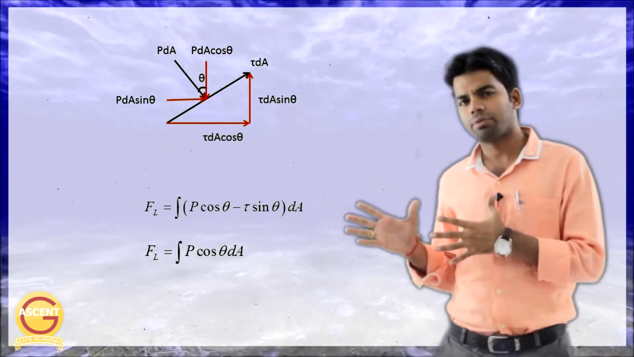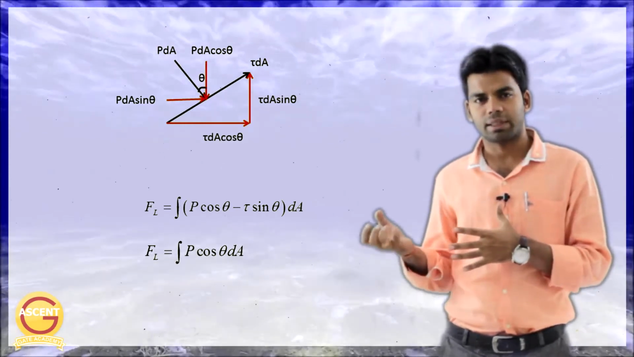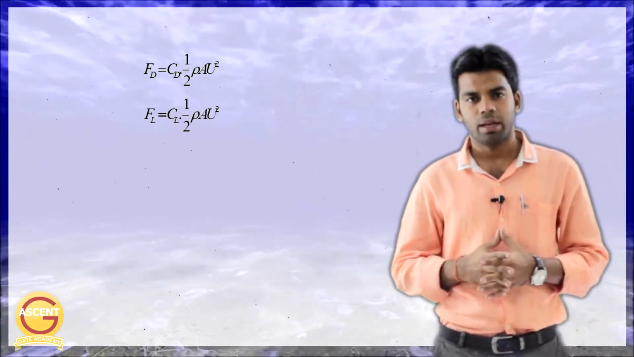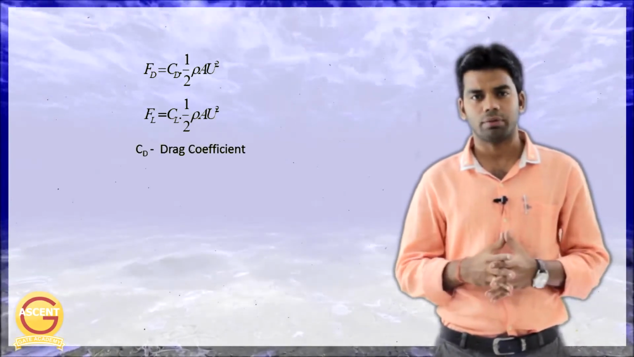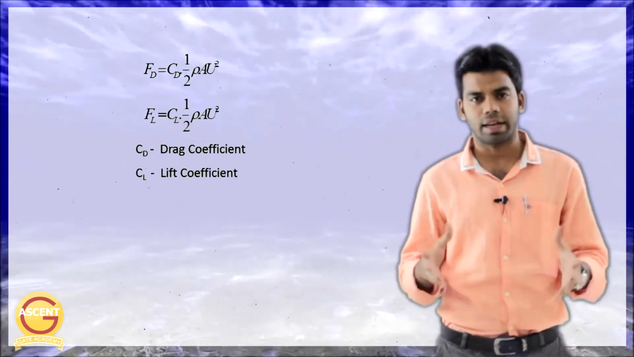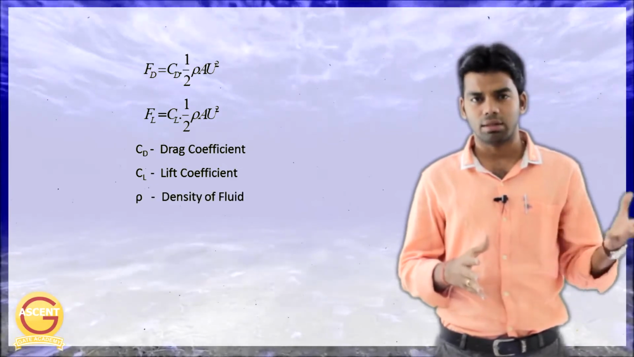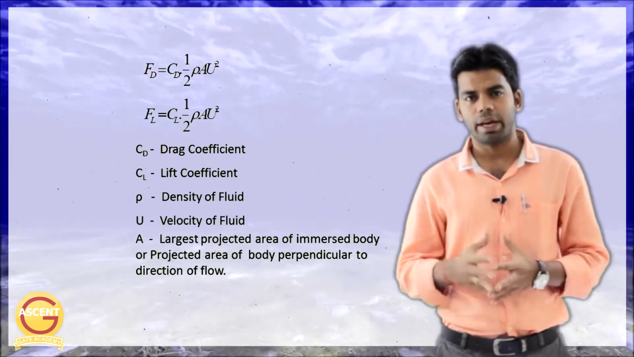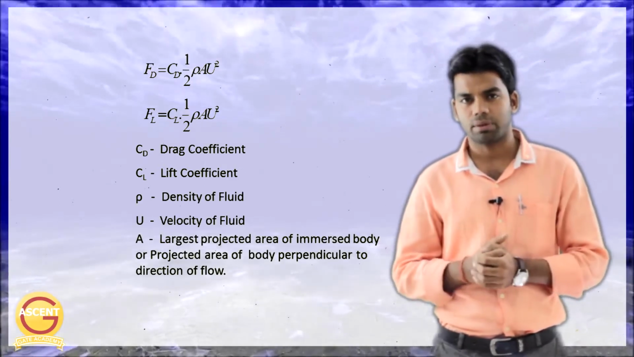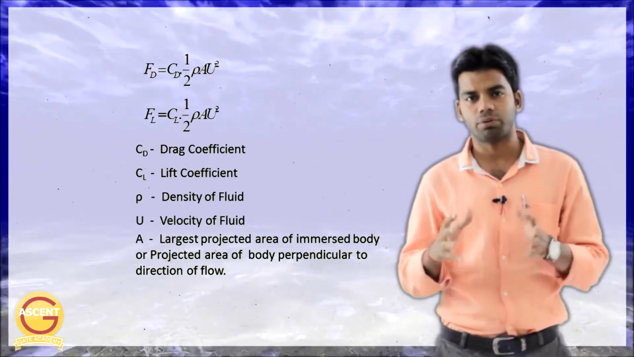Now how can we represent the drag force and lift force mathematically? What will be the values of the drag force and lift force? The drag force FD will be equal to CD into half rho A U square, and the lift force FL is equal to CL into half rho A U square, where CD is the drag coefficient, CL is the lift coefficient, rho is the density, U is the velocity of flow, and A is the projected area, the maximum projected area of the body.